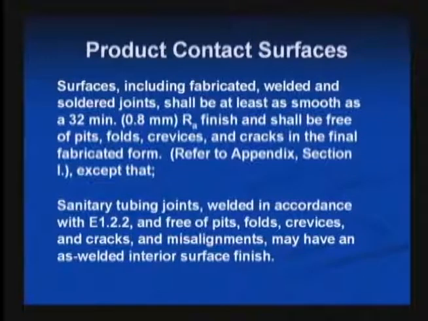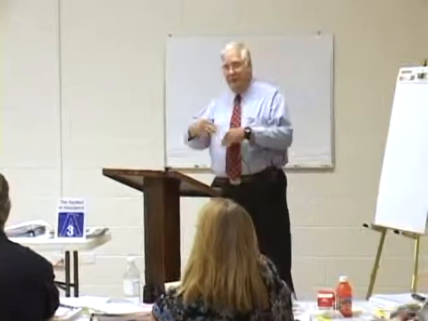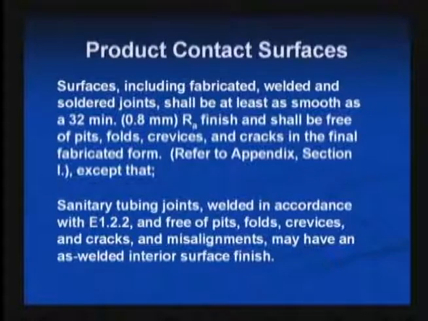So on product contact surfaces, the first thing is that surfaces, and it includes those that are fabricated, which means formed and bent pieces, welded and soldered joints, because soldering in certain applications is acceptable, the requirement shall be at least as smooth as a 32 micro-inch, 0.8 micrometer Ra roughness average. The surfaces shall also be free of pits, folds, crevices, and cracks in the final fabricated form.